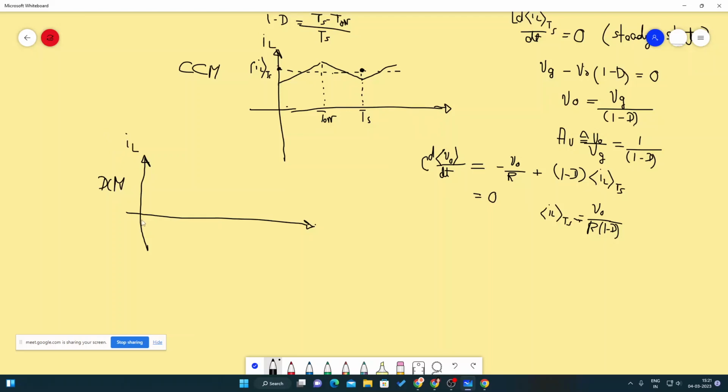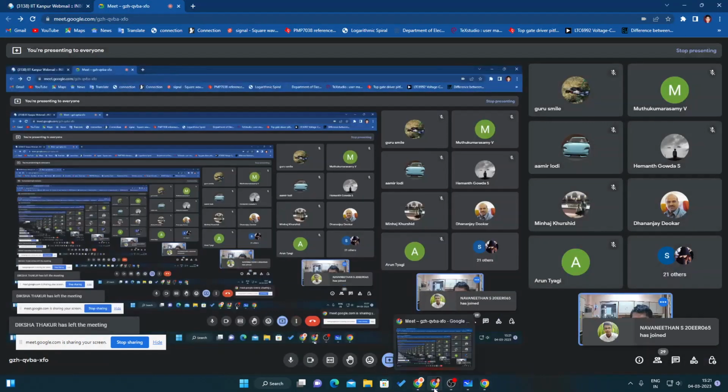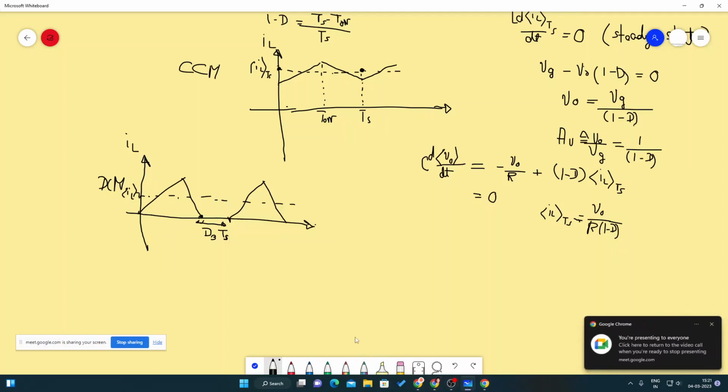The current waveform here will have this form. Here also we have an average current IL over TS as well, but we have a zero dwell interval which we represent as D3TS. Okay, so how to analyze then?